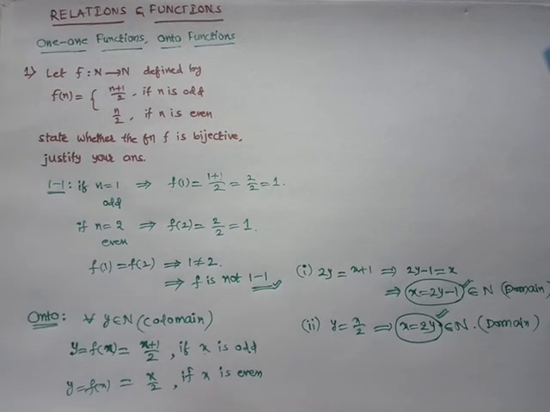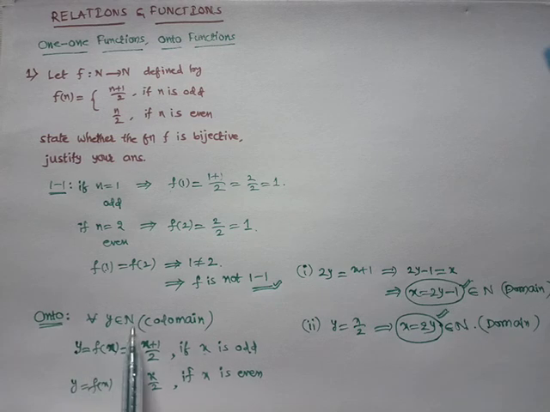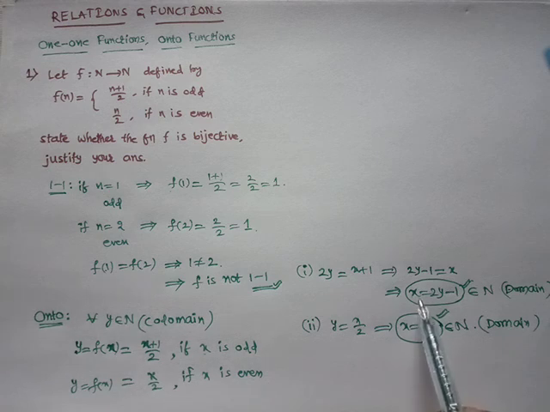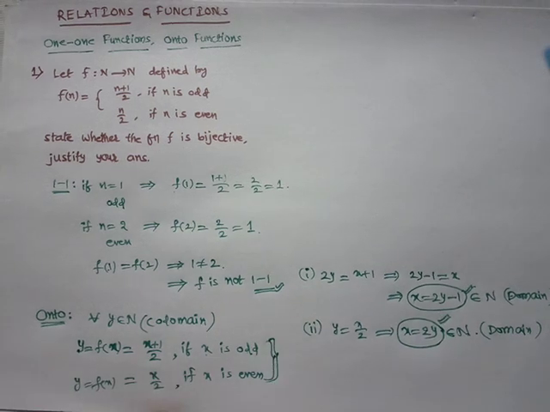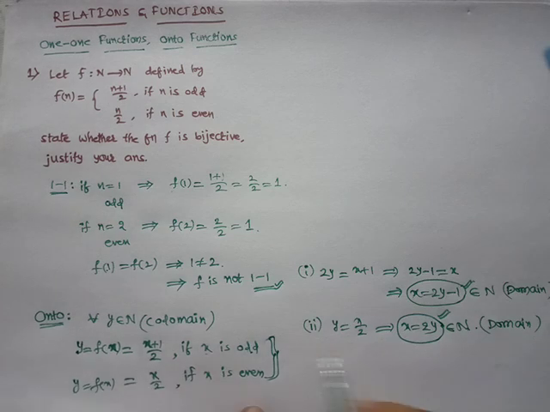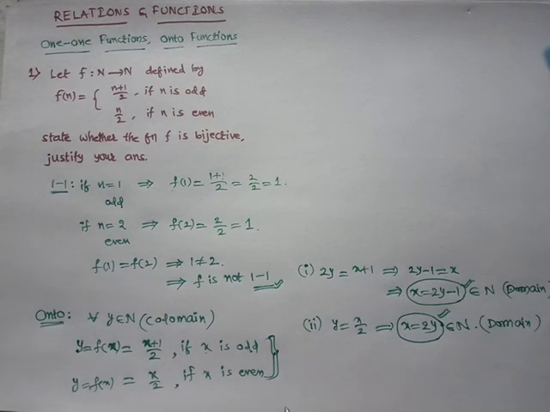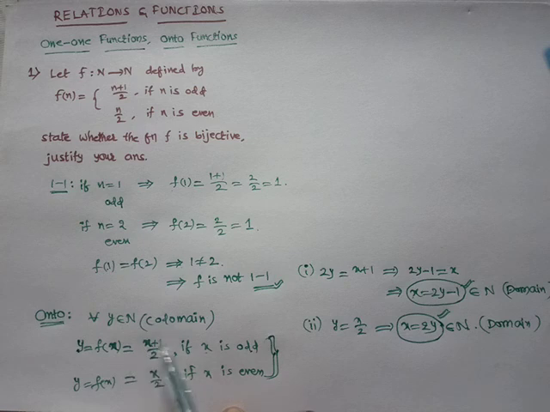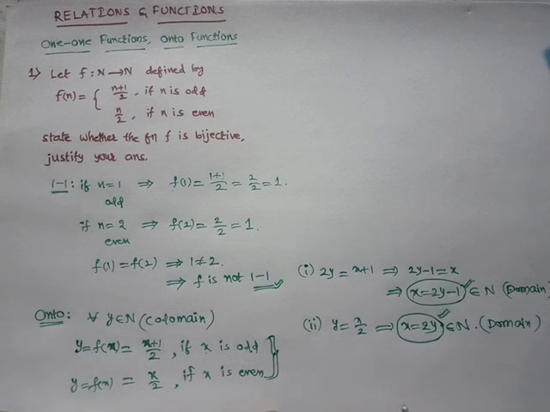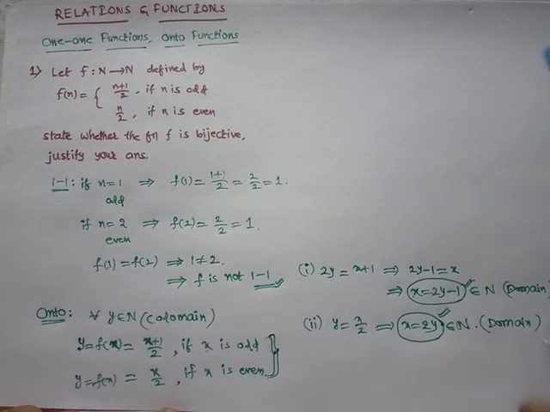By the definition of the given function, for all y belongs to natural numbers, there exists an x value. So there exists an x value: x is equal to 2y minus 1 or x is equal to 2y, depending upon these two different cases. If we consider x is equal to 2y minus 1, it is odd. Then f of x is equal to y.